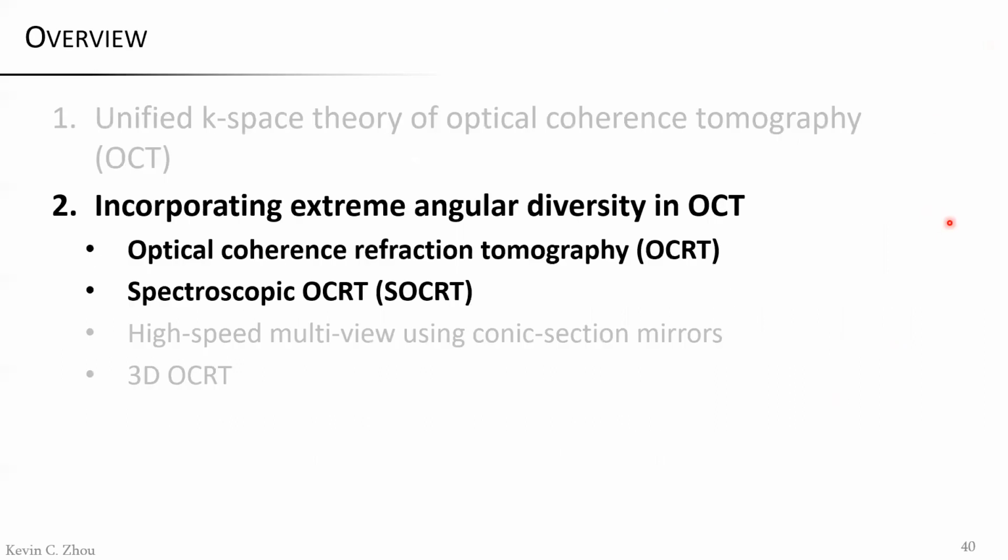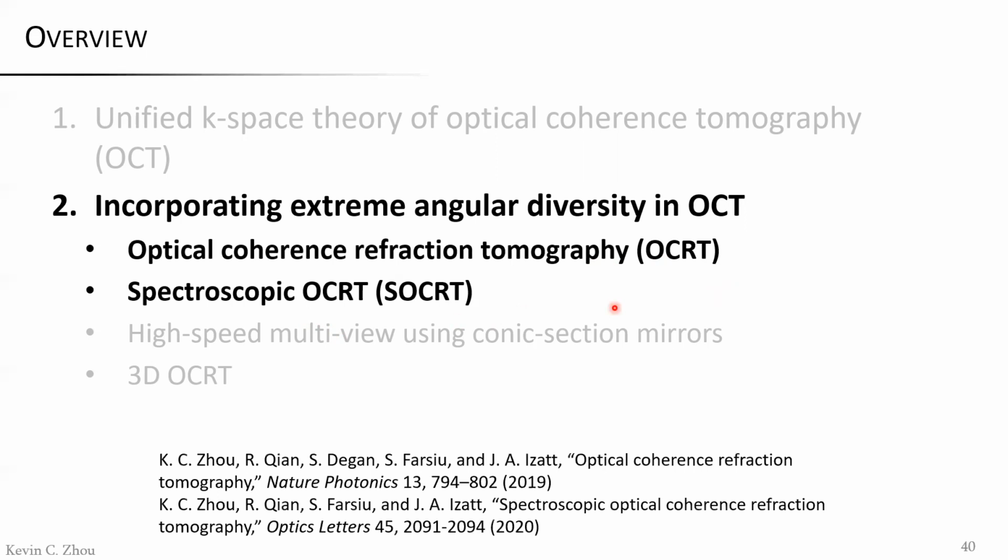Okay, so that concludes the first part of my talk. Hopefully it's clear now how we can obtain 3D information from wavevector diversity, which is equivalent to saying angular and wavelength diversity. On this note, I will now talk about incorporating extreme angular diversity in OCT on top of its already high wavelength diversity. In particular, a technique that we've invented called optical coherence refraction tomography, or OCRT, and an extension, spectroscopic OCRT, or SOCRT. I'll note that these two works have led to two peer-reviewed publications, one in Nature Photonics and one in Optics Letters.